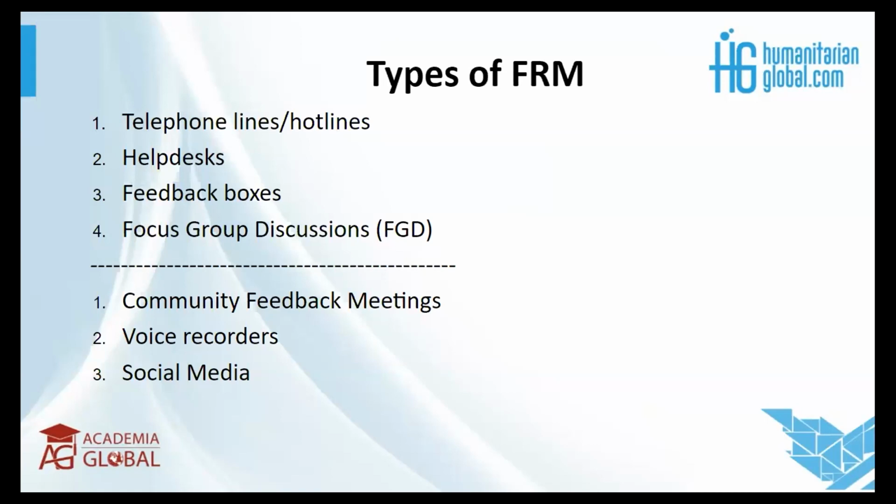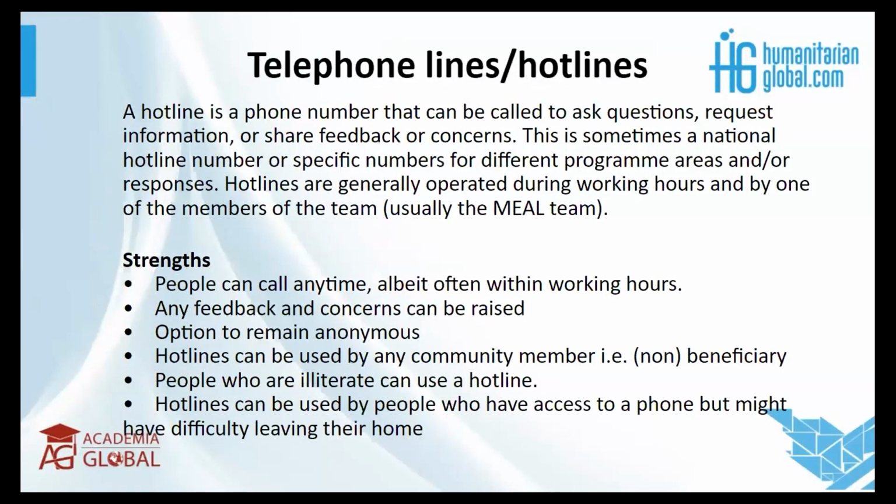So we'll get right into it and start with the telephone lines or the hotlines. So a hotline is essentially a phone number that you can call and ask questions, or you can request information, and you share your concerns or feedback. So sometimes this is a number that is nationally used in a country. So this could be adapted in the organization. But then remember, when it's also used in the whole country, there could be the risk that the complaints may not be addressed in a manner by the project which is particularly serving this area. It could be a holistic approach to it.